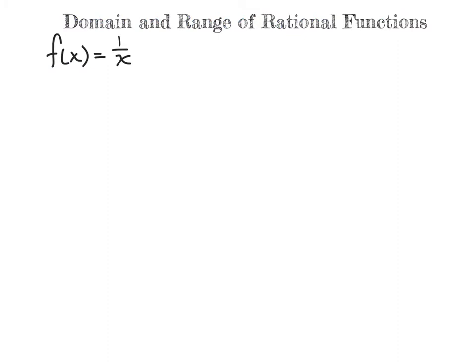Domain and range of rational functions. Let's start with the parent function f of x is equal to 1 over x. If you'll recall, the parent function when graphed, because it's sometimes helpful to have a picture, looks like this. And we also had asymptotes. Remember, asymptotes are where the graph gets very, very close, but never touches, never crosses.